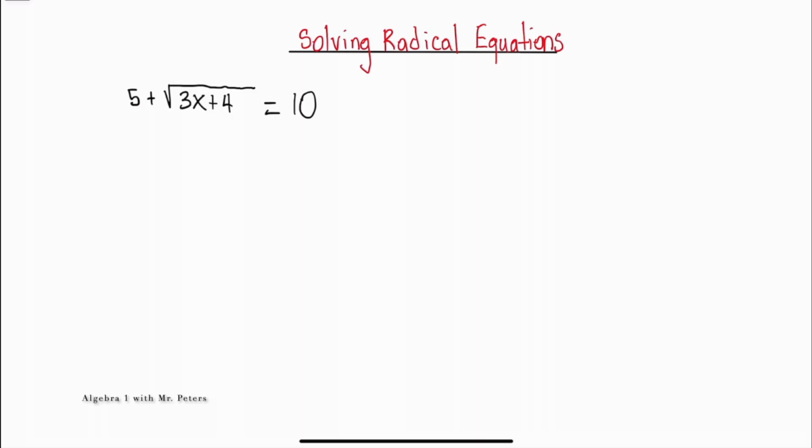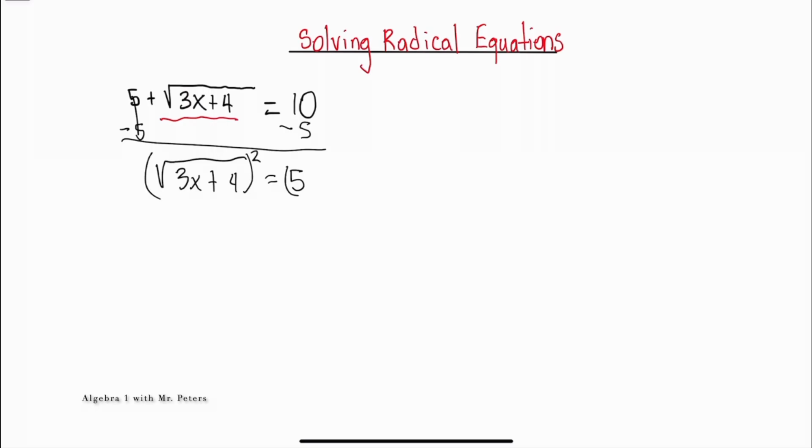Let's get started. So in the first example, we noticed that the radical is not isolated, and we have to isolate it so we can solve. So we're going to subtract 5 from both sides, and this is what we're left with. Now that the radical is by itself, we can get rid of this square root by squaring it, and we're going to do the same thing on the other side. So we're left with 3x plus 4 is equal to 25, and we're going to solve like a regular equation.